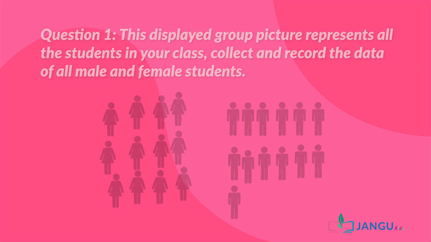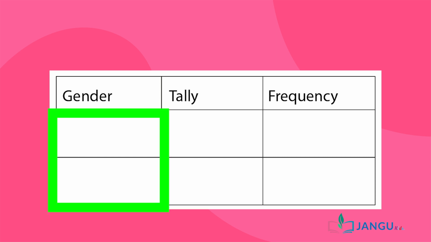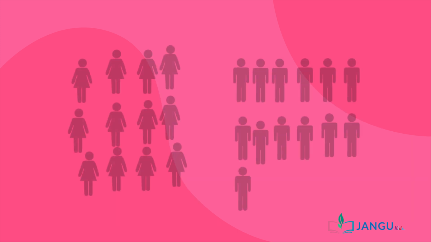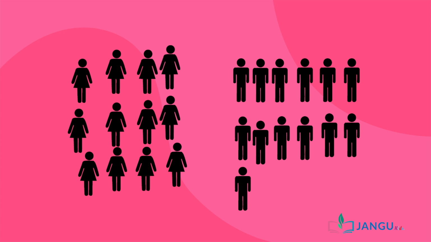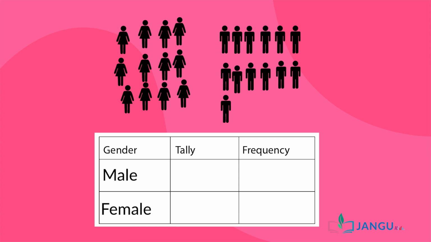Let's do it together. First of all, you should draw 2 rows under the gender column on your frequency table and label them male and female to represent the boys and girls in your class. Next, you can count the number of girls in your class and represent each girl with a single stroke on the tally row. Let's count the number of girls together and record it on the tally row.